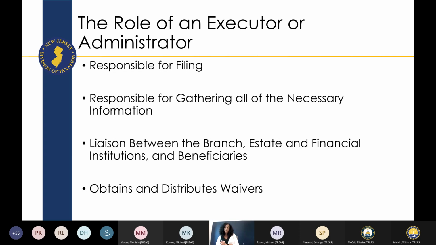They are also the people who will obtain and then distribute the waivers. Again, there's that word, please keep it in mind. Understand it is a very important role to have. So if you choose to take on that role when you're speaking to people, or if you're thinking about who will be an executor for your estate, please choose that person carefully and wisely because it is a big responsibility.